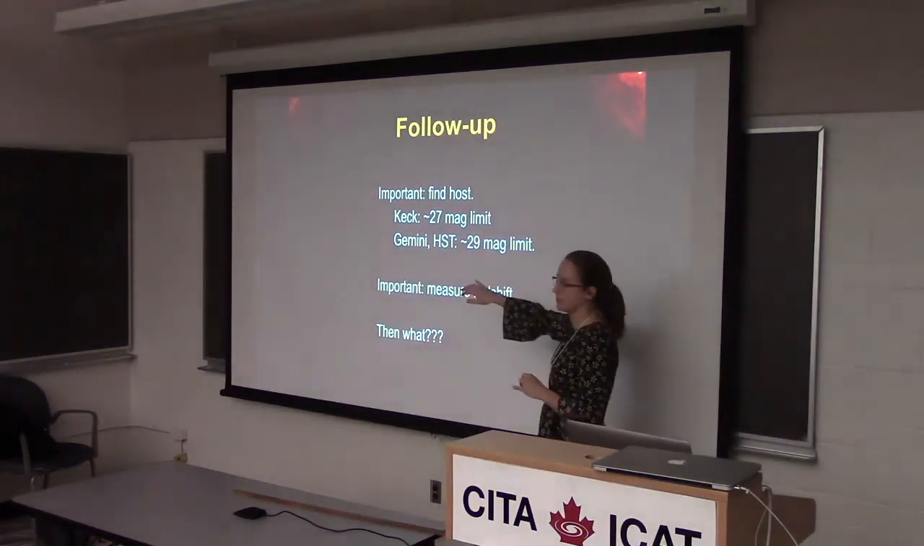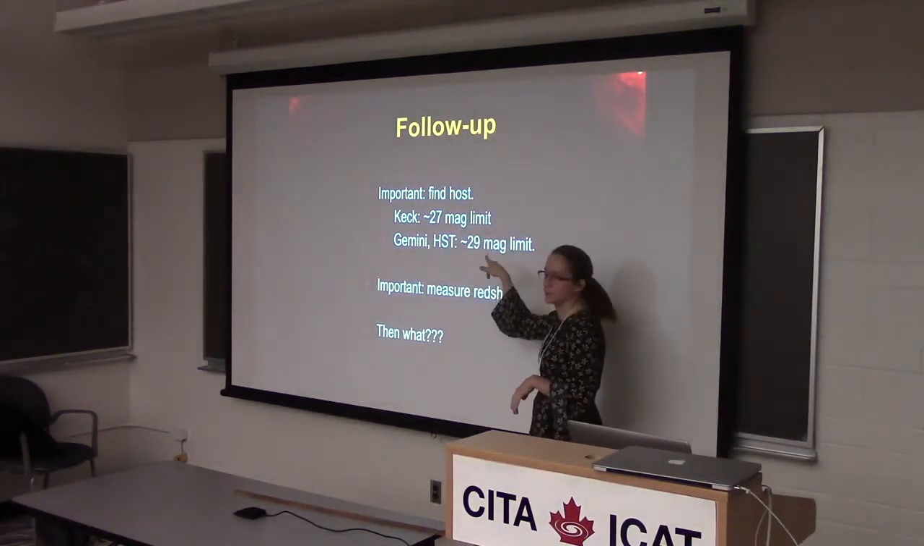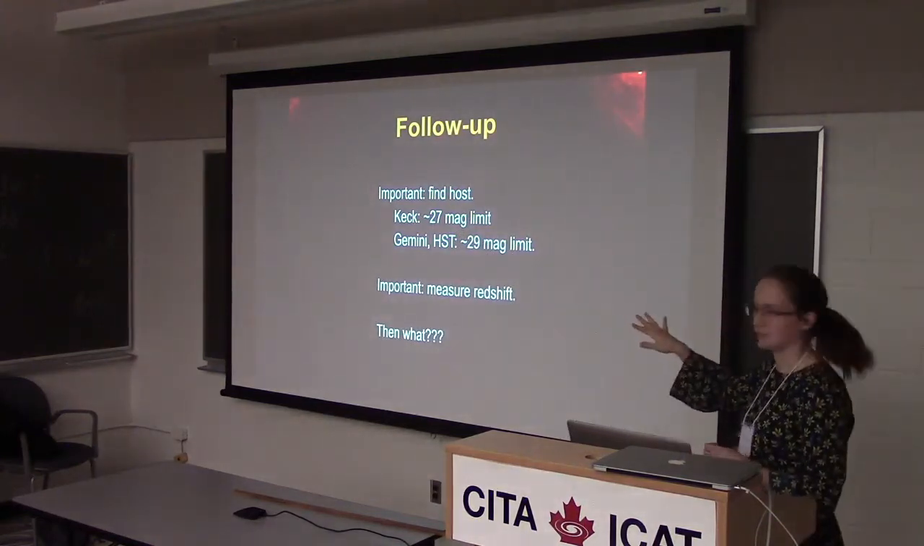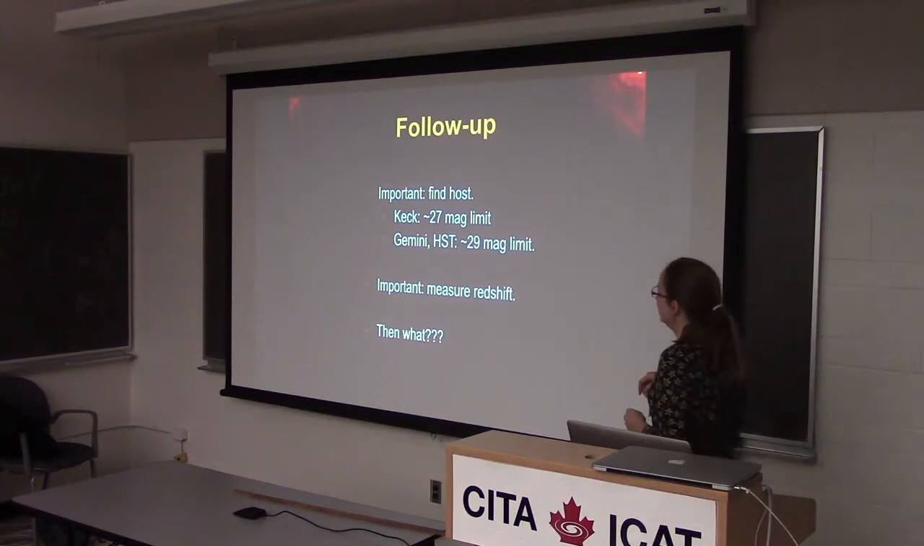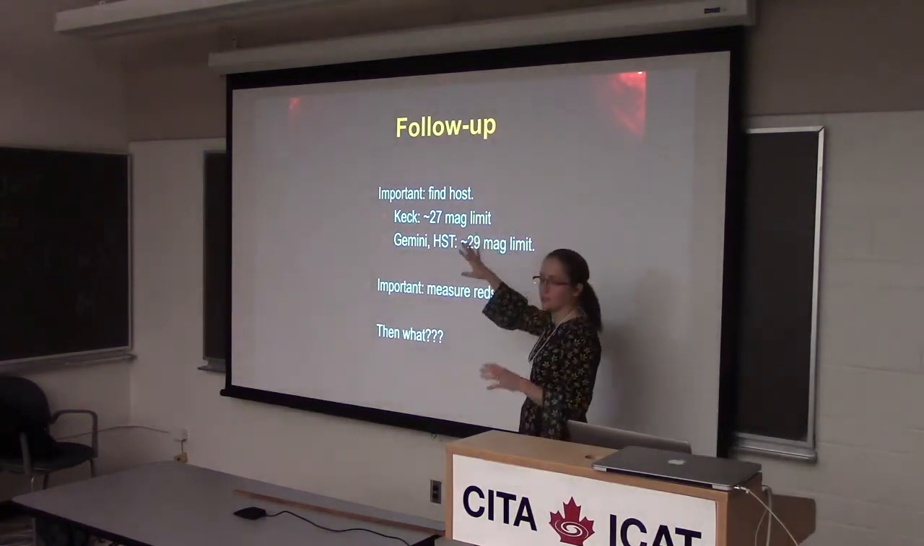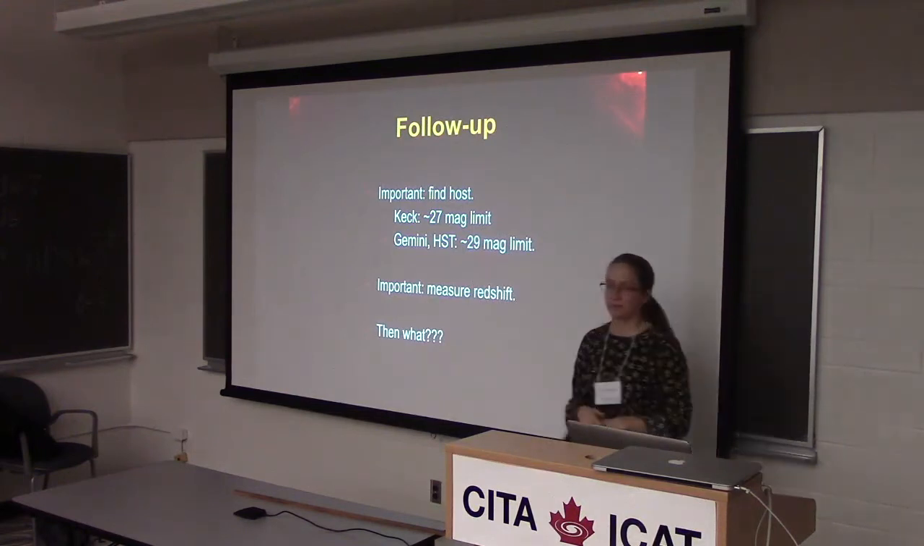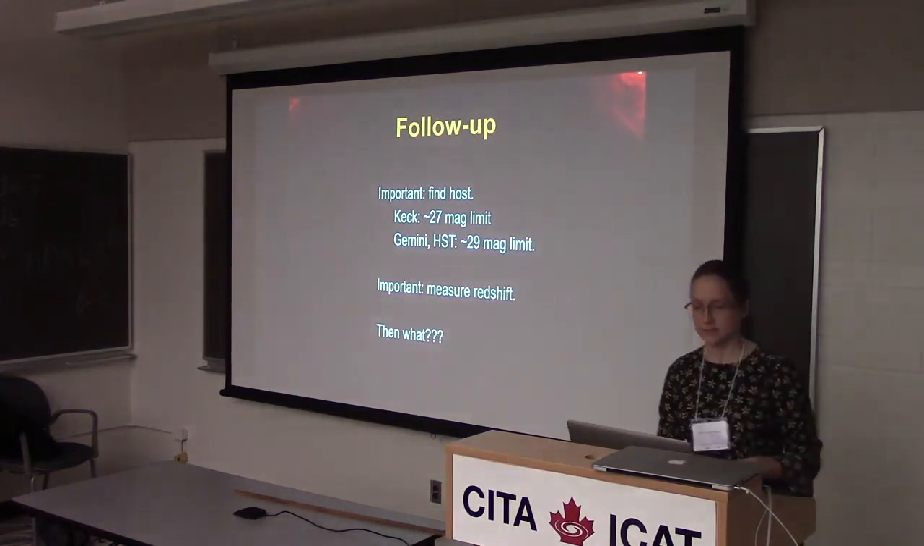We have some great facilities to do this. These are about the magnitude limits we can reach for these three instruments. These are approximately correct, so correct me if I'm wrong. But then, of course, the next step is not just to know that there's a host there, know that the FRB lives in a host, but actually measure the redshift so we can get the distance.